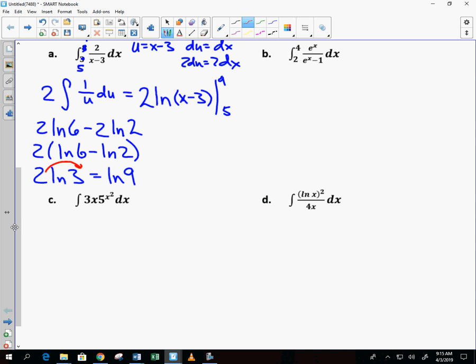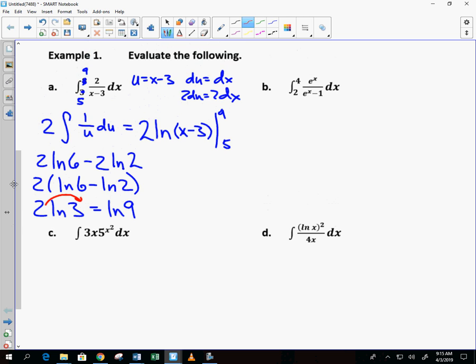So, well, I've got the 2, right? So the 2 dx I replace with 2 du. We said that 2 du is 2 dx, right? So the 2 is gone. And what do I put in place of x minus 3? u, so I have 1 over u. Nope. Either one of these would be acceptable.